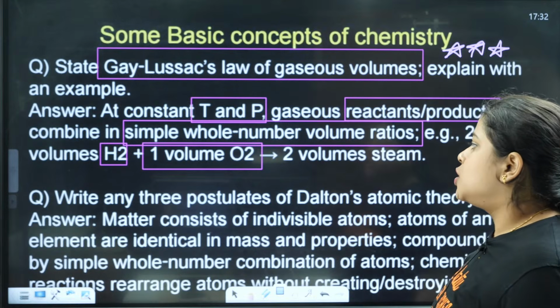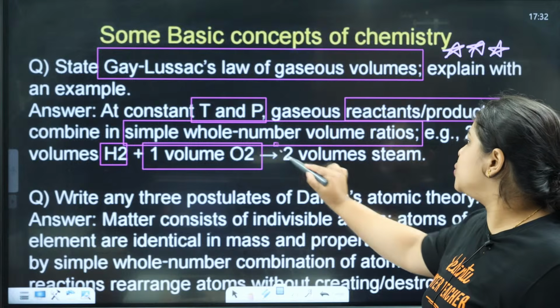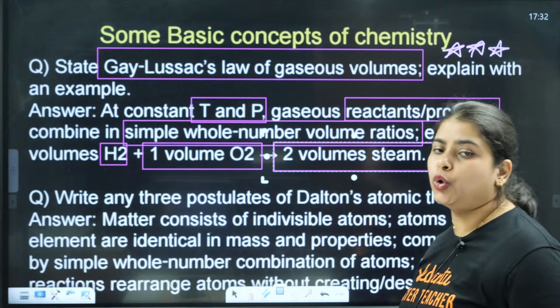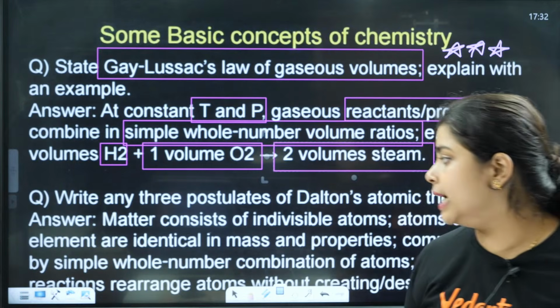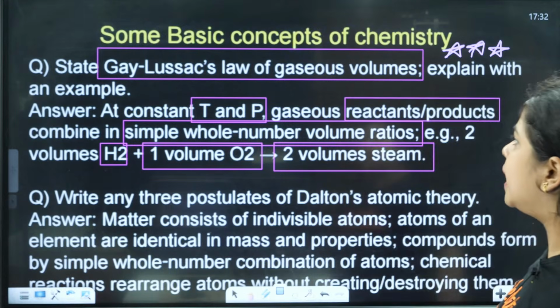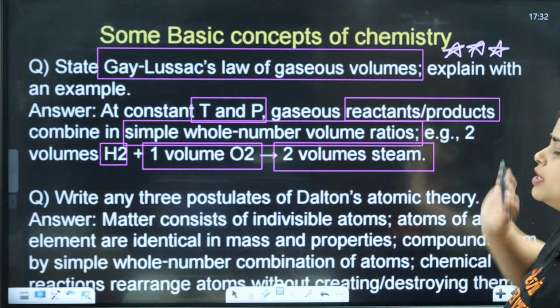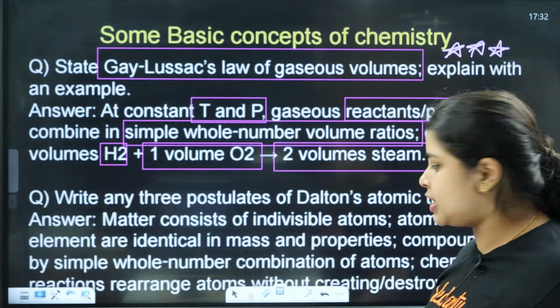Okay, so 1 volume of O2 and 2 volumes of steam. Clear? So this all will combine and it will form what? Law of gaseous volumes.